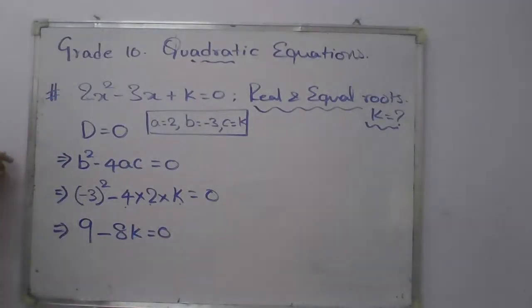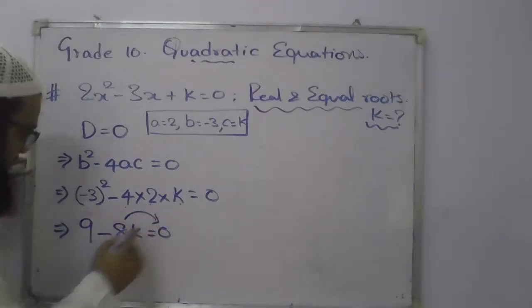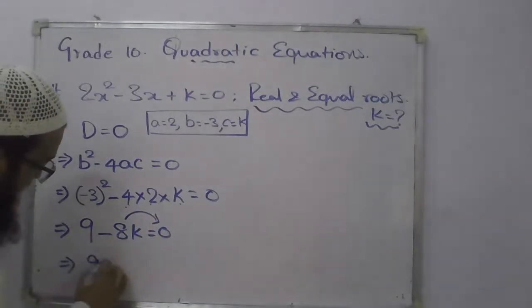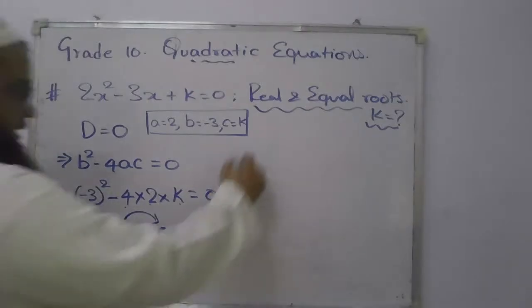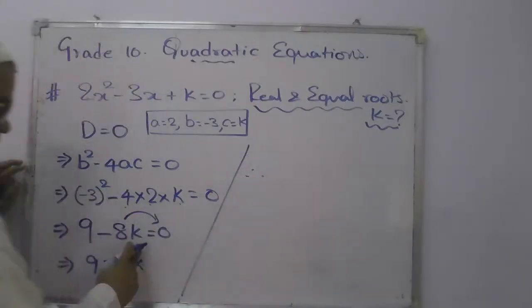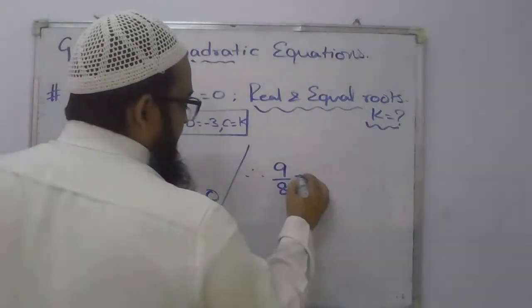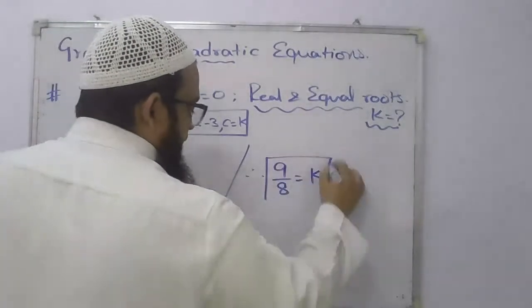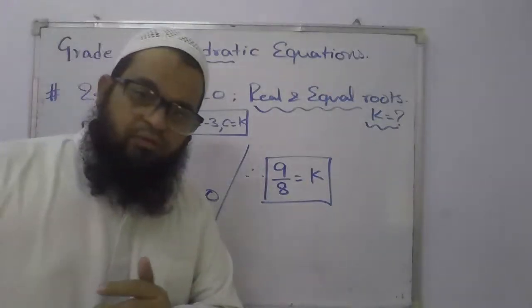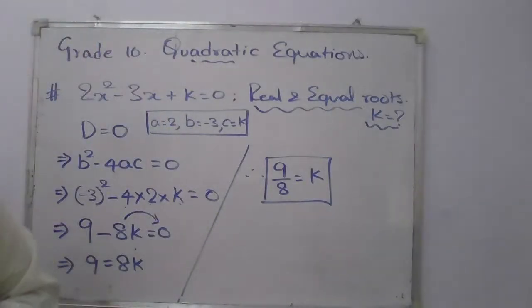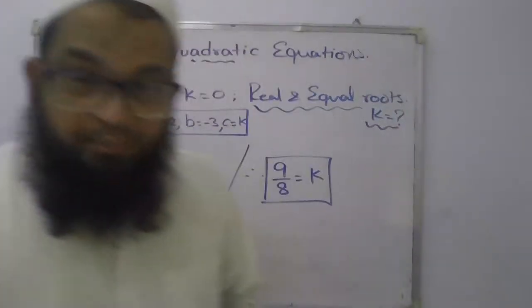I prefer to have the variable positive. So transpose it. So that implies 9 equals 8k. I need k, therefore transpose 8. So 9 by 8 equals k. So this is how you find out the value of k in quadratic equations. Understood, my dear students?